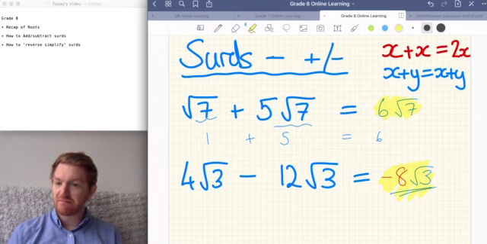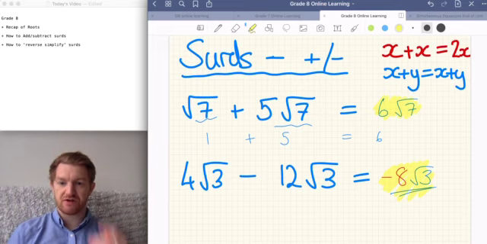So when they're both the same, really straightforward, you just add or subtract your values. The only difficulties come when we've got different roots, and I'm going to show you how to deal with that now.